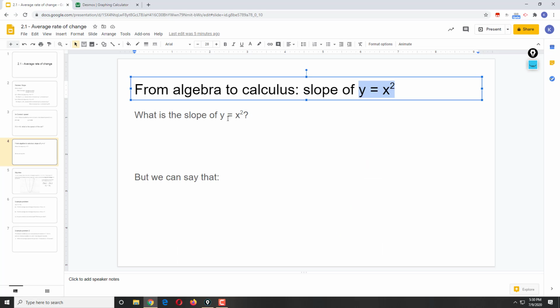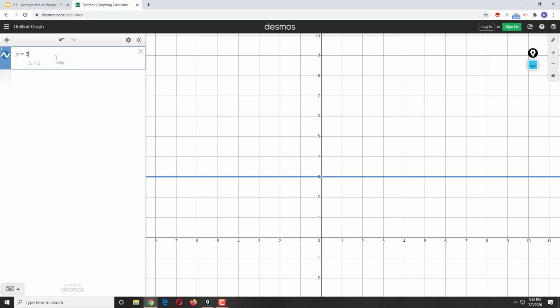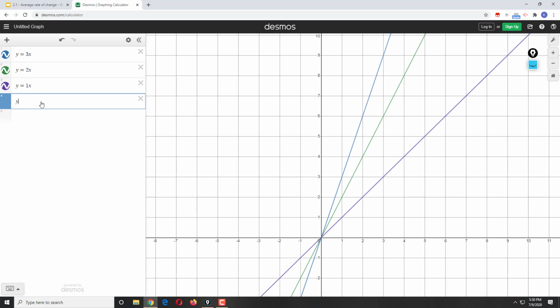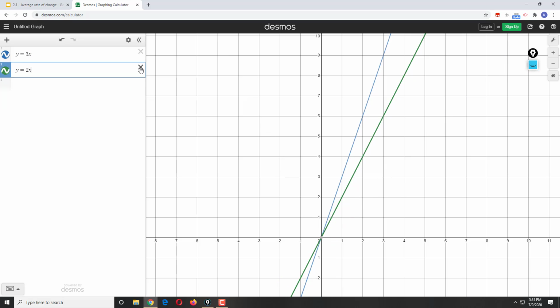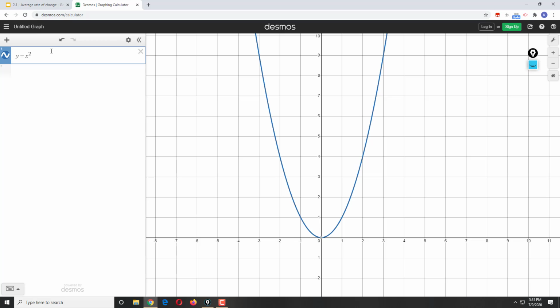Well, question, what is the slope of y equals x squared? Well, it's hard to tell. Remember, if we go back to straight lines, y equals 3x has a larger slope than y equals 2x because it's more steep. Y equals 1x, and if it's negative, it goes the other way, and so forth. So slope tells us the direction the line is going. The problem is for y equals x squared, the direction the line is going changes.